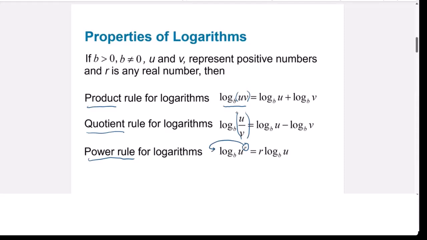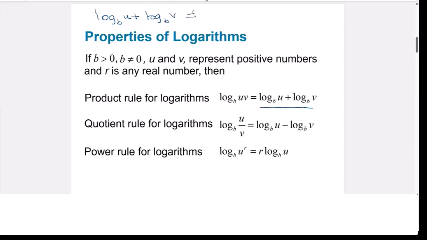Now, sometimes people make certain mistakes. Let me point them out real quick. Let's say we have log base B of U plus log base B of V. This is not equal to the log base B of U times the log base B of V. More often, I see division.